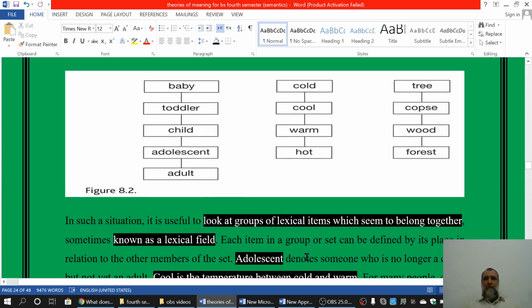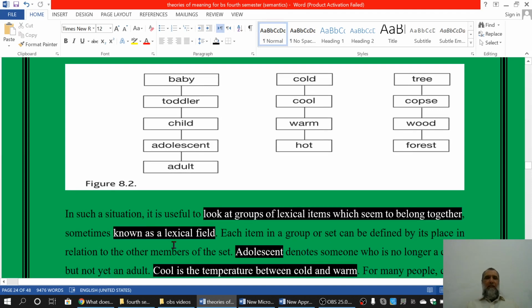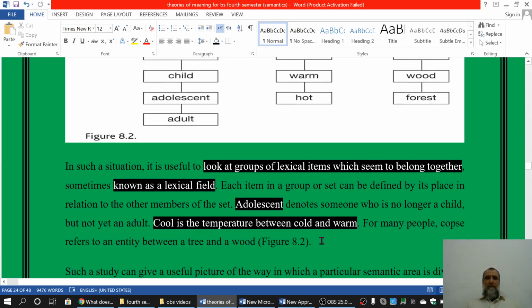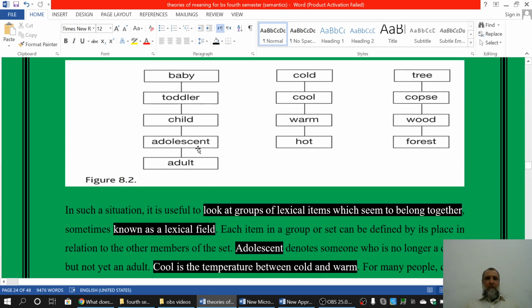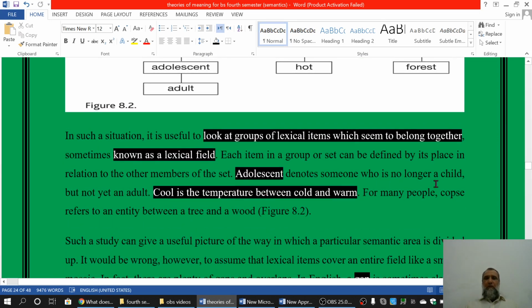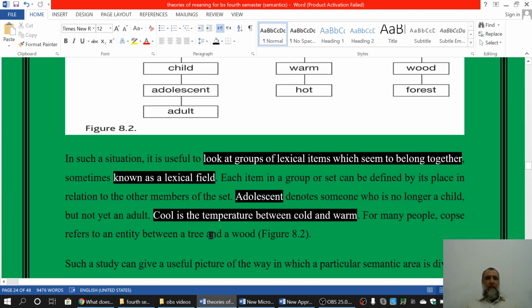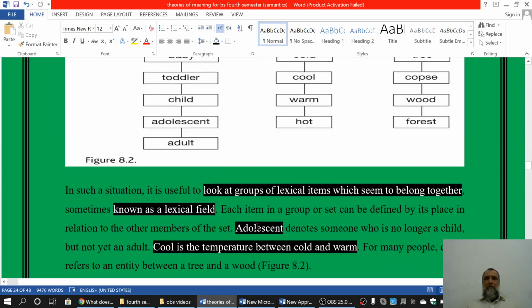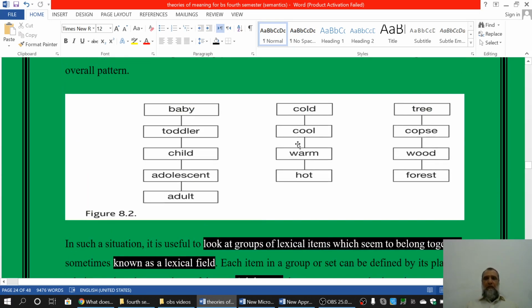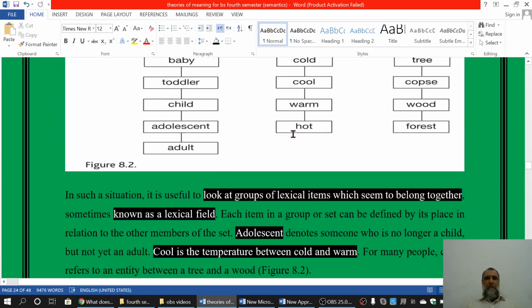Each item in this group or set can be defined by its place in relation to the other members of the set. So we define toddler between the baby and the child, we define cool between the cold and the warm, and so on. Adolescent, for example, denotes someone who is no longer a child because he has grown now, but not yet an adult. So this is the explanation of one word with the help of the other. Cool is the temperature between cold and warm. So we discuss cold and warm, but we are actually interested in the word cool.